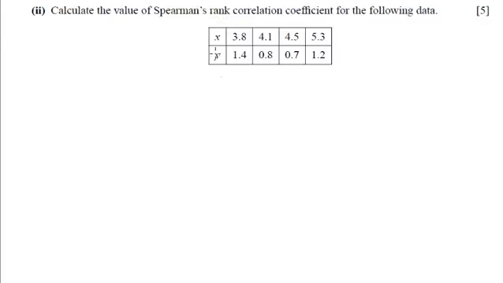So many times I've seen students trying to find out Spearman's rank from the raw numbers, not the ranked numbers. So we need the ranks for X and the ranks for Y. And it doesn't matter if you go in ascending order or descending order, as long as you do the same for both rows.